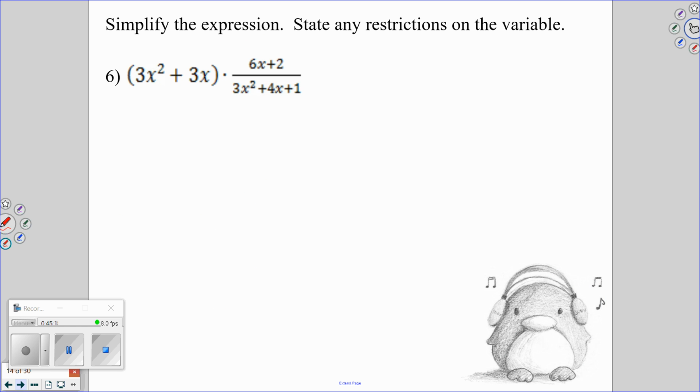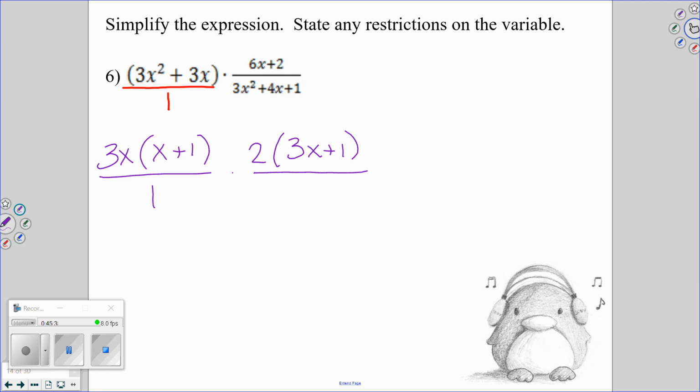What about that one? Put it over 1. It's not a fraction, make it a fraction. All right, here we go, guys. Let's go through the last one, see how we did. Take out a GCF, 3x. So x plus 1. Take out a 2, 3x plus 1. And x plus 1. All right, so there it was factored.